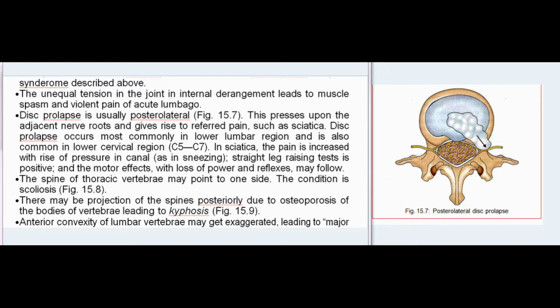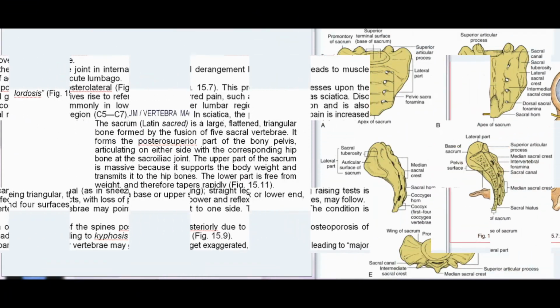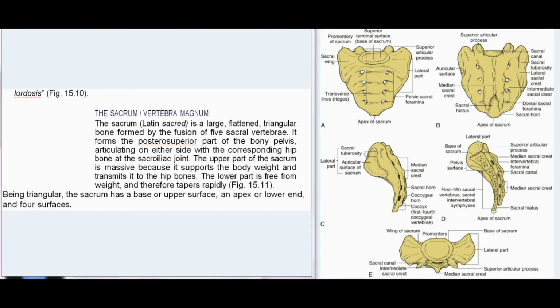The spine of thoracic vertebrae may point to one side. The condition is scoliosis, Fig 15.8. There may be projection of the spines posteriorly due to osteoporosis of the bodies of vertebrae leading to kyphosis, Fig 15.9. Anterior convexity of lumbar vertebrae may get exaggerated, leading to major lordosis, Fig 15.10.